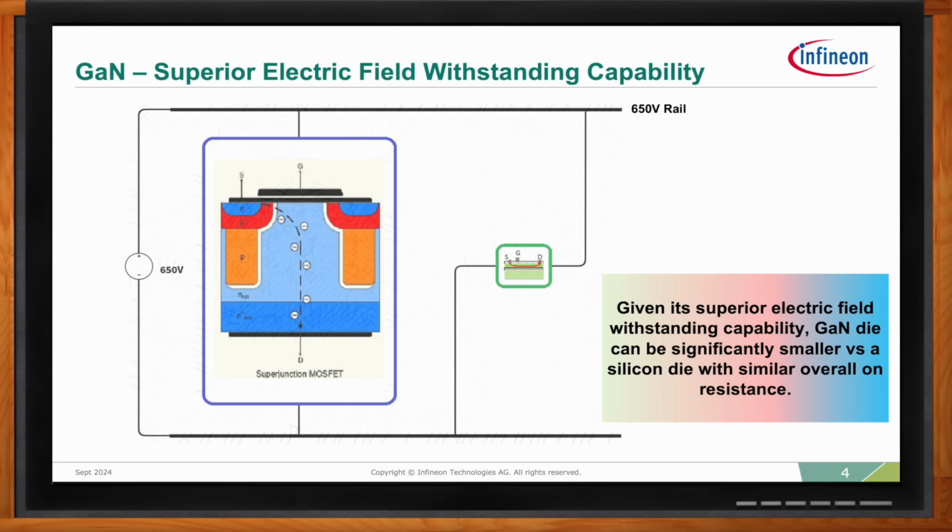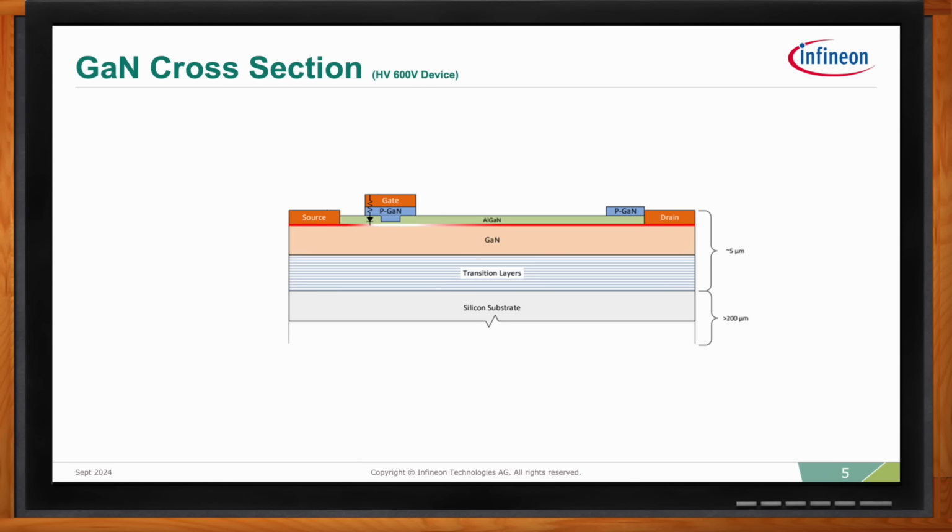Zobair, inside that green box, you showed a GaN device. So, how is the structure of a GaN device different from a silicon one? For that, let's take a look at this more detailed cross-section of a GaN.